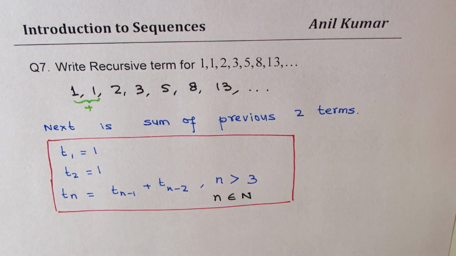So I hope with this you have clear idea of what sequences are. These are discrete numbers which could be represented with a formula or a general term. Each general term could be written as an explicit formula or as recursive formula. I hope these 7 examples help you to understand the topic.